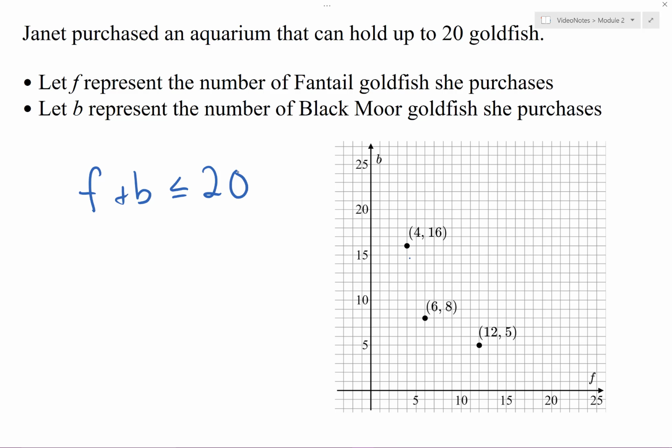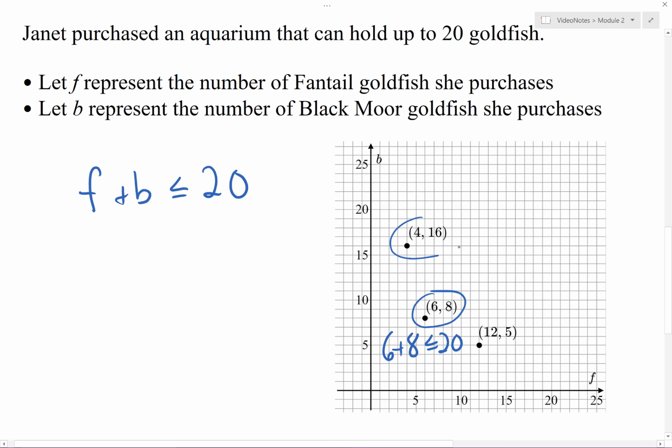So let's look at a graph and think about what a point represents in this context. Consider the point (6, 8). This represents that Janet purchased 6 fantail goldfish and 8 black moor goldfish. And therefore, the total number of goldfish that she purchased was 6 plus 8, which is equal to 14, which is less than or equal to 20. And therefore, this is a valid purchasing option.